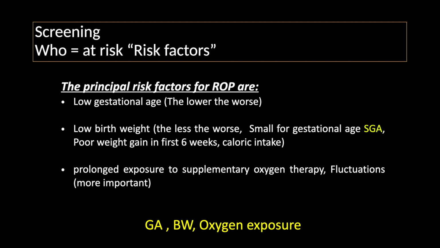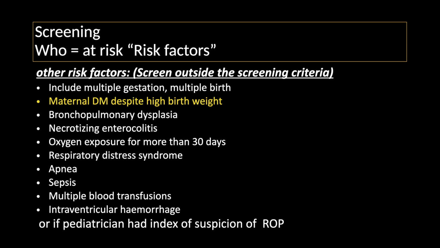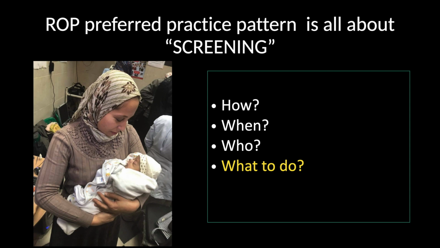What are the principal risk factors? Those are the low gestational age, low birth weight, prolonged exposure to supplementary oxygen, and fluctuations in oxygen. And don't forget that maternal diabetes is one of the risk factors despite the baby being of a high birth weight.